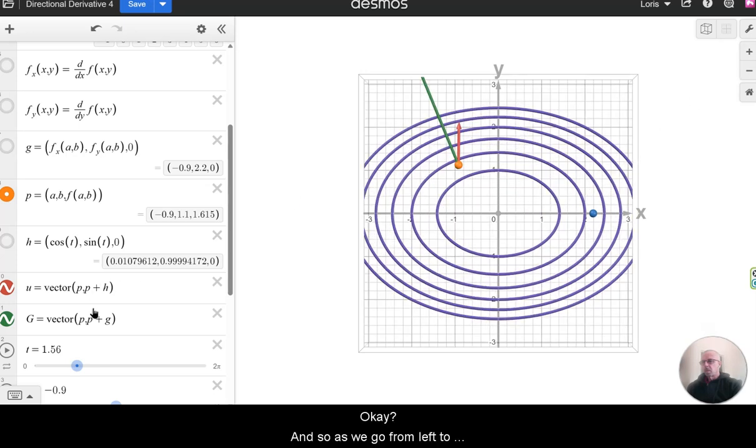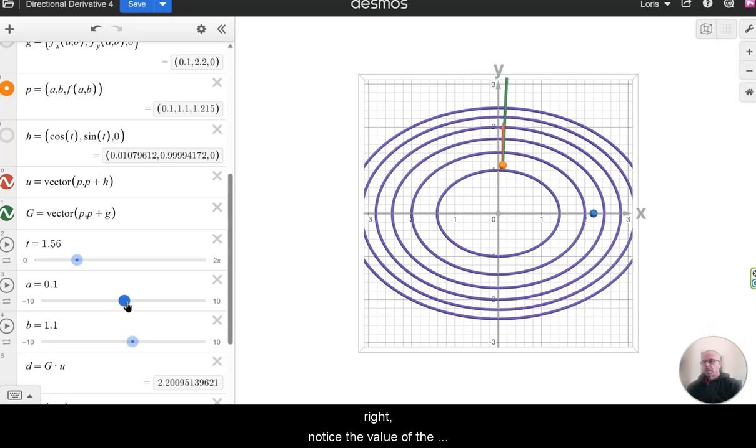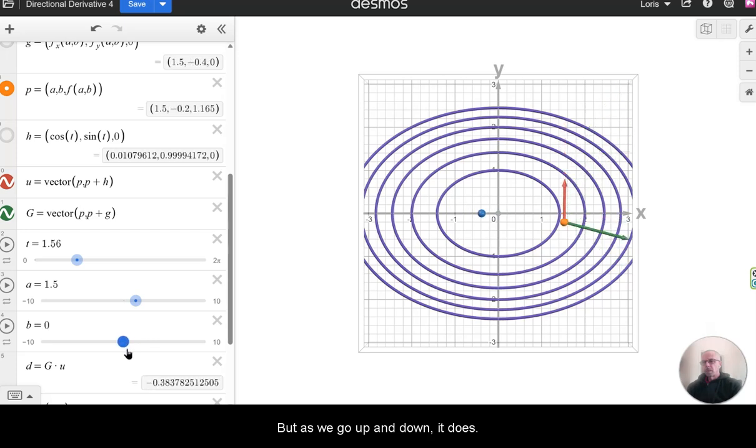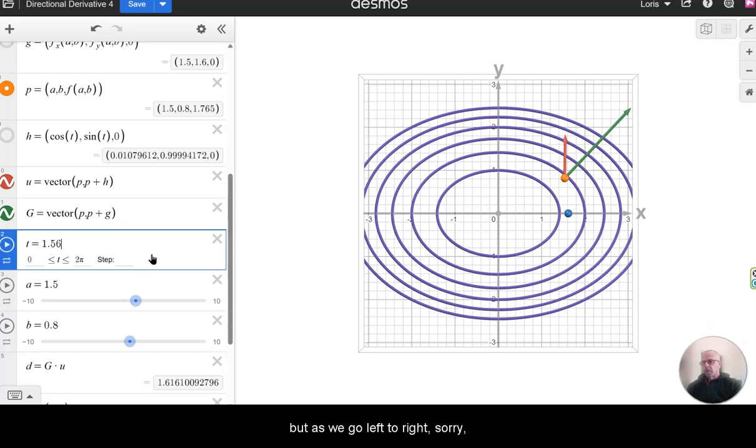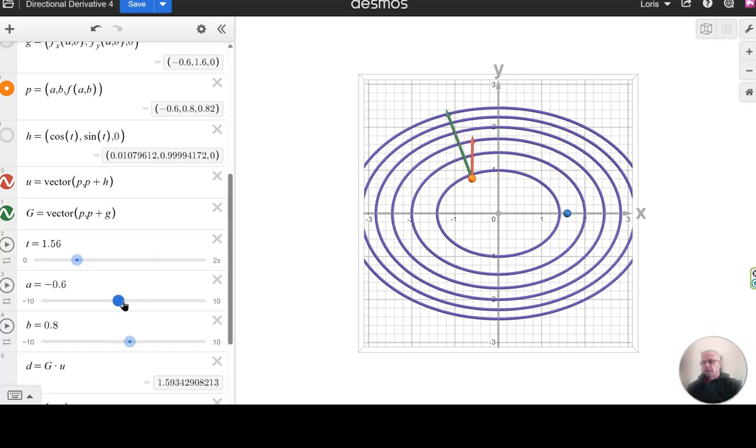As we go from left to right, notice the value of the directional derivative does not change, but as we go up and down, it does. The value of the directional derivative is in blue here. So as we go up and down, it changes, but as we go left to right, it doesn't. Notice that it's pointing straight up; that's at pi over 2.